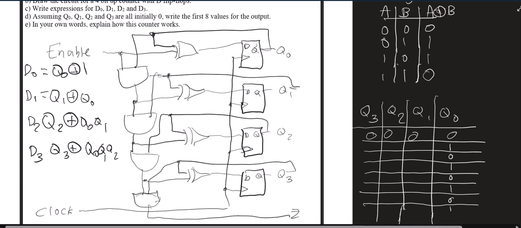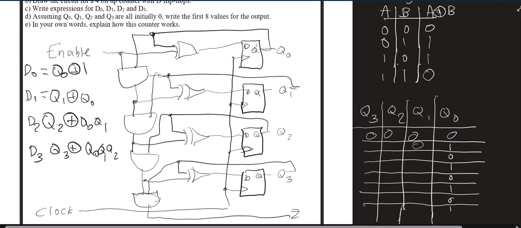Okay, so now let's look at what Q1 is going to do. So Q1 is going to be the exclusive OR of Q1 and Q0 from the line above. So exclusive OR of Q1 and Q0. So what is the exclusive OR of these two? 0.